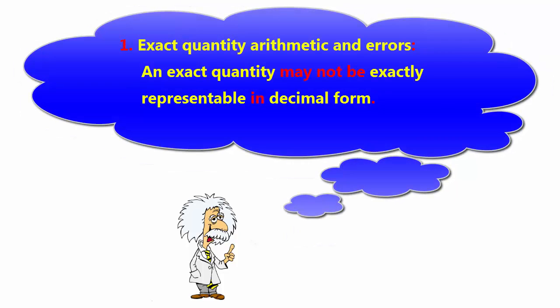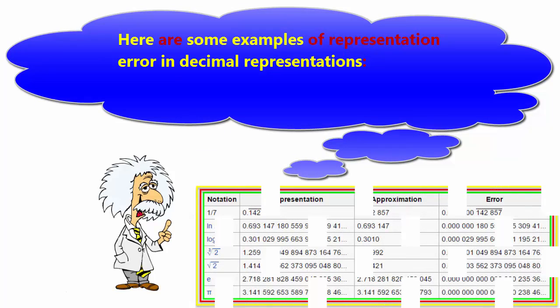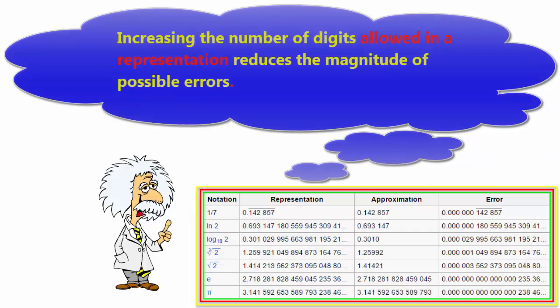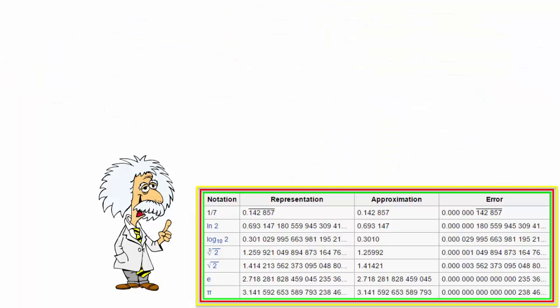1. Exact quantity arithmetic and errors. An exact quantity may not be exactly representable in decimal form. Here are some examples of representation error in decimal representations. Increasing the number of digits allowed in a representation reduces the magnitude of possible errors.